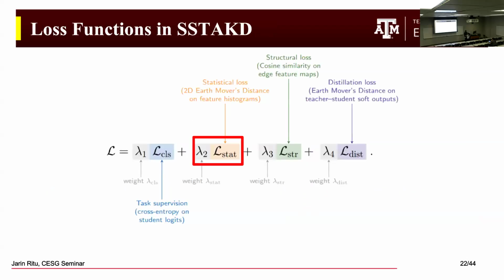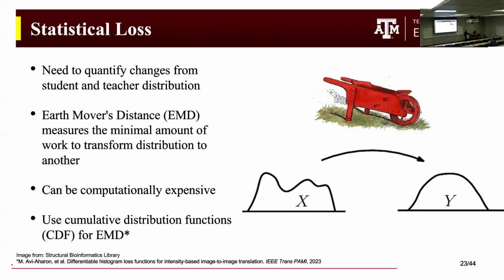And the next one is the statistical loss. For the statistical loss, I am using the earth mover distance loss, called EMD. It quantifies the changes between the student and the teacher distribution. EMD measures how much effort will be needed to shift one distribution to align with another. But it can be computationally expensive because we do it by calculating the cumulative distribution functions.